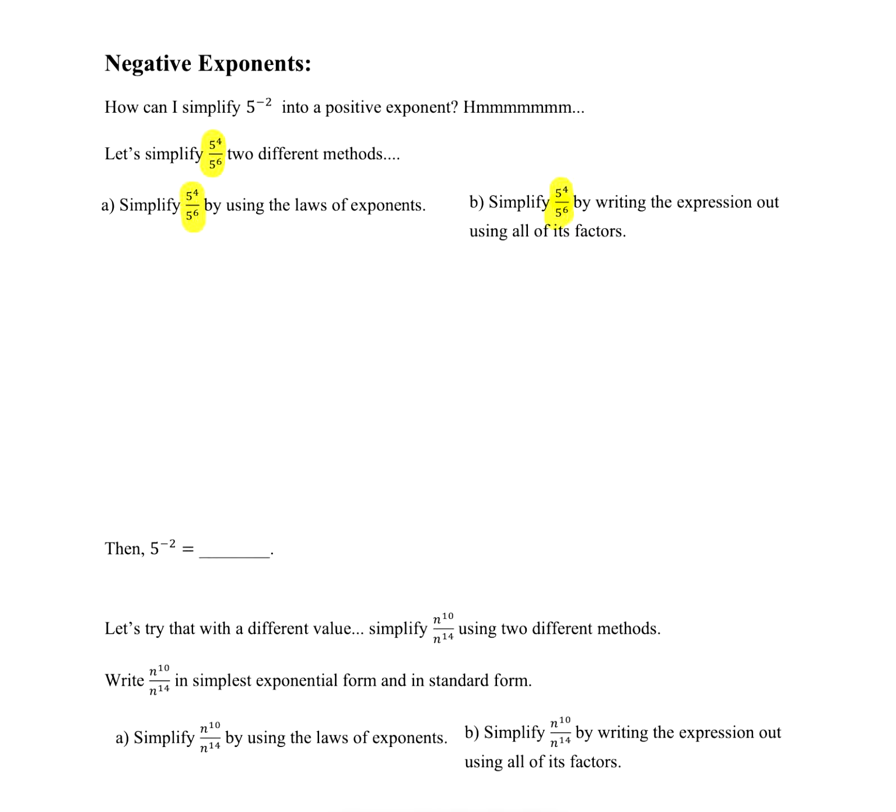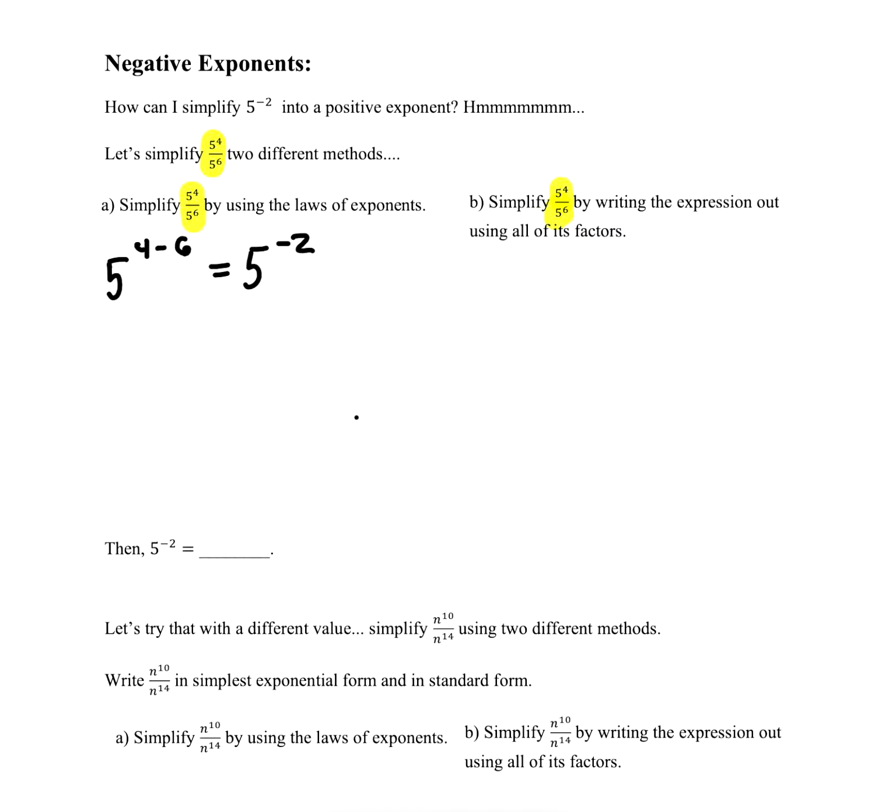So if I want to simplify 5 to the 4th divided by 5 to the 6th using the laws of exponents, well, we're dividing with the same base. So we subtract the exponents. That'll be 5 to the 4 minus 6, which is negative 2. Okay, so we do not know what to do with negative exponents yet.